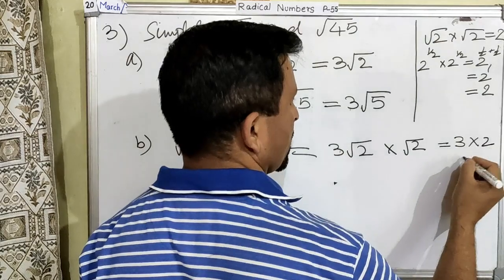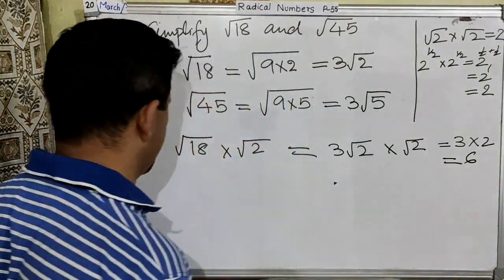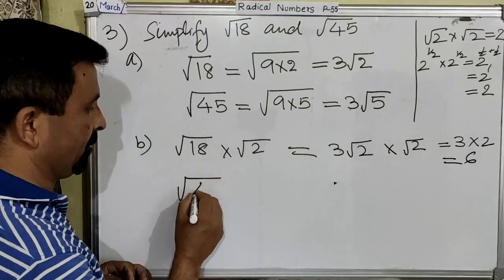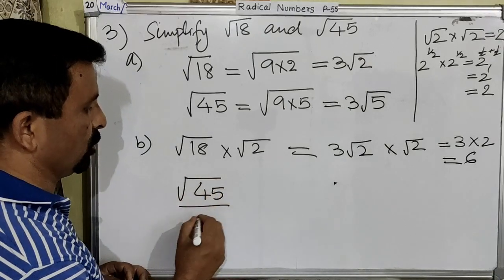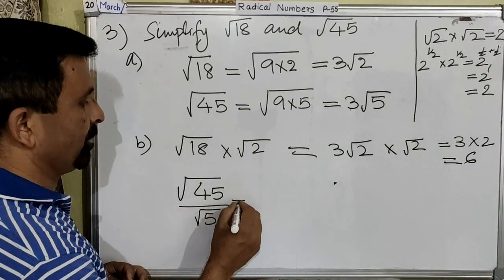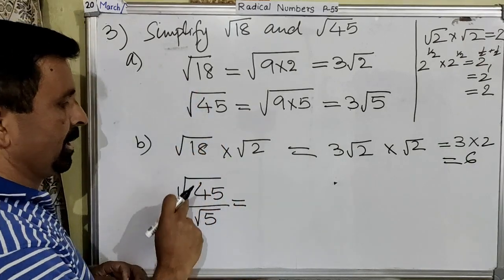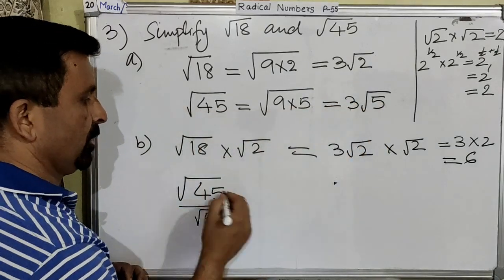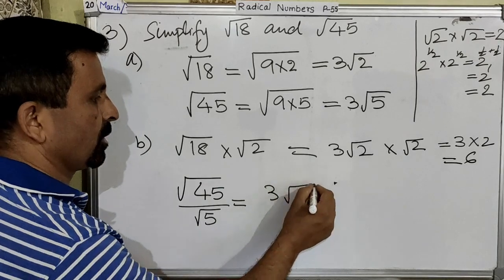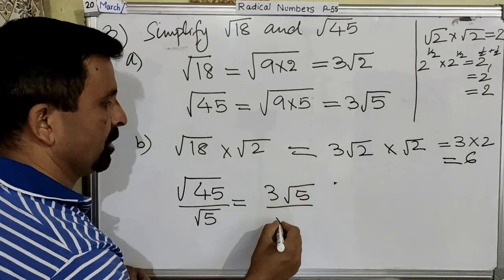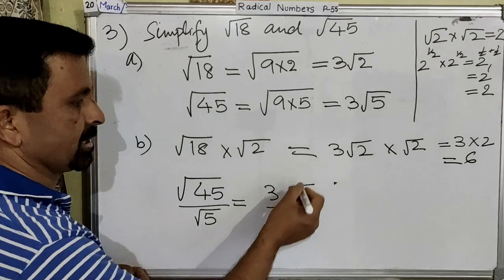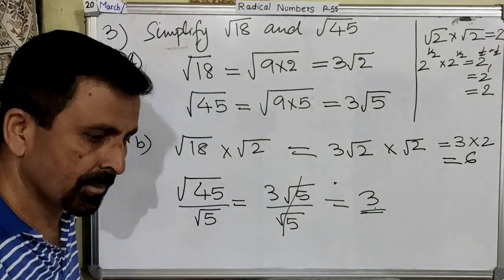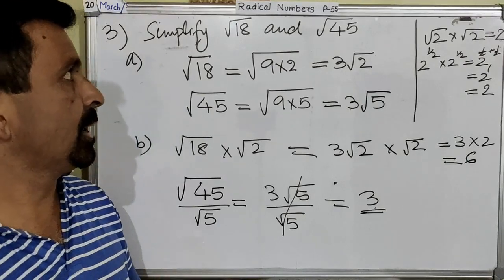So this is 2, and therefore the final answer is 6. Is it okay? There is one more question in that same part. Root over 45 divided by root over 5. Now we have to use the result from part A. From part A we have got the result of root 45 as 3 root 5. So we can replace this by 3 root 5 divided by root 5. How interesting it is. These two will cancel. Answer is 3. Done?